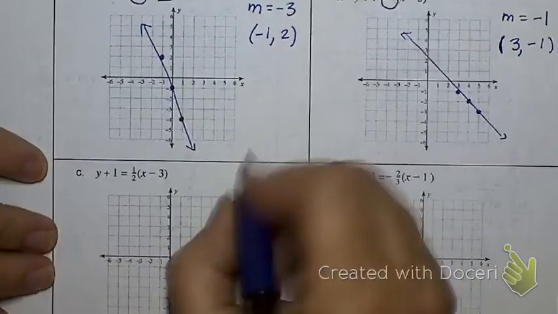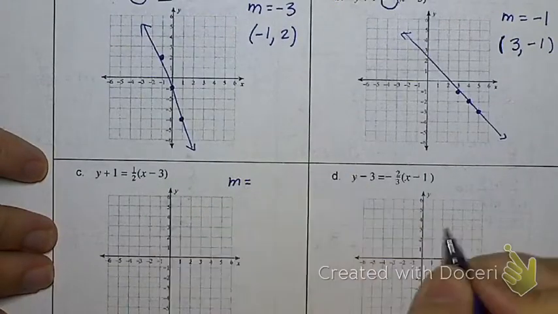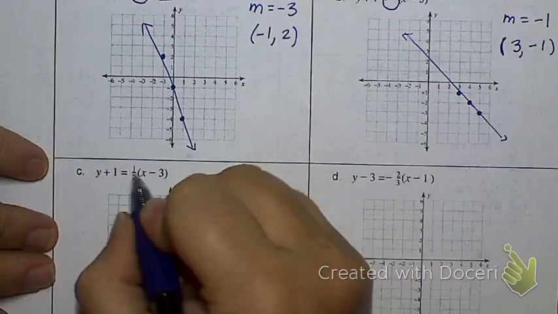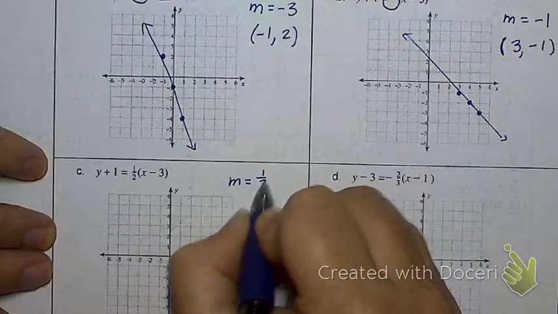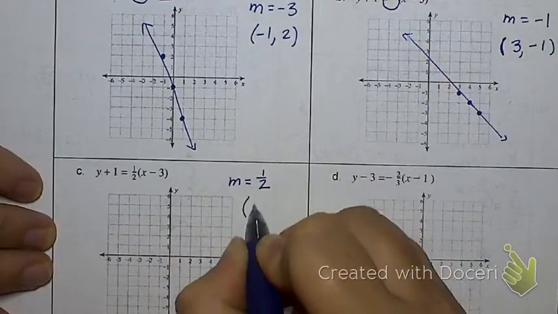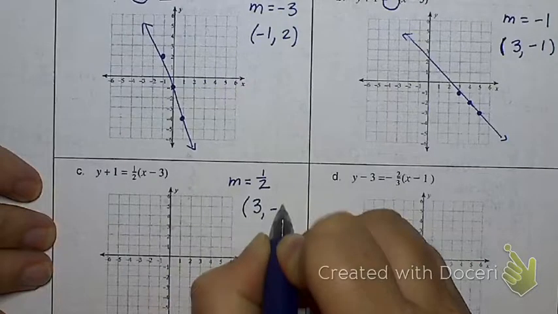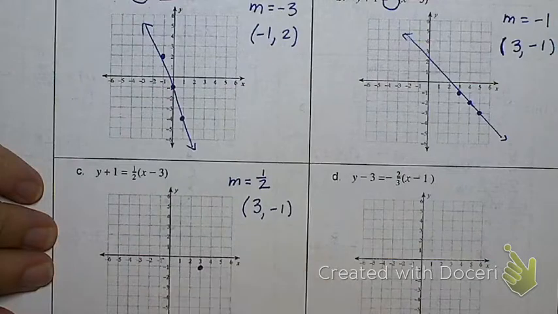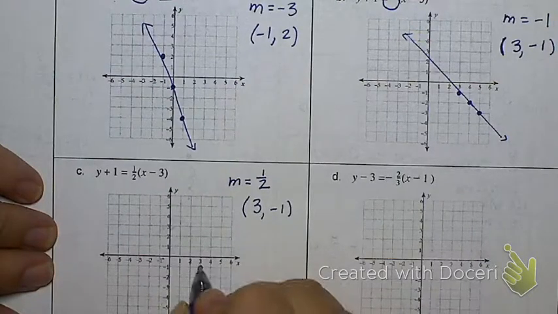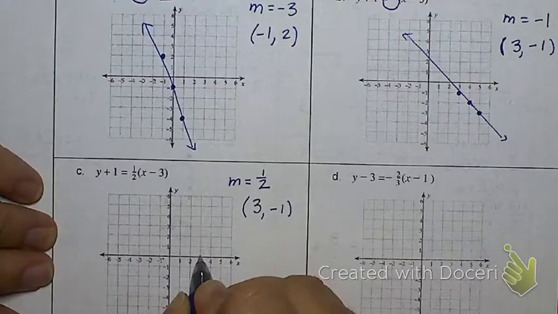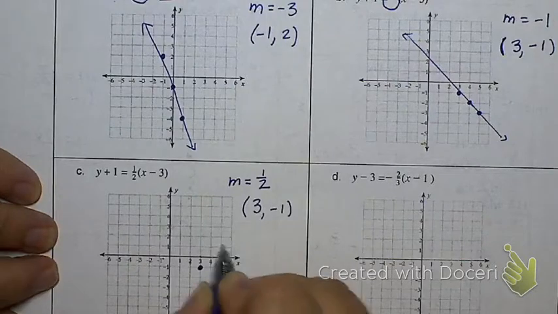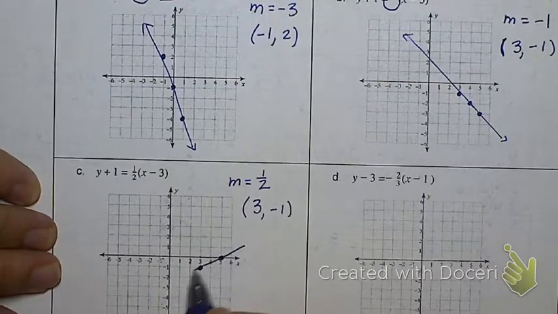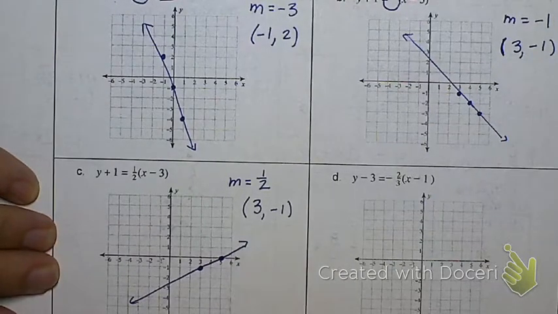All right, down here, what's the slope? 1/2. Yes. What is the point they give me? 3, -1, same as the last one, right? My slope is 1/2, so how am I going to go? Up 1, over 2. I can't do another one, so I'm going to draw my line from there, and it's something like that.